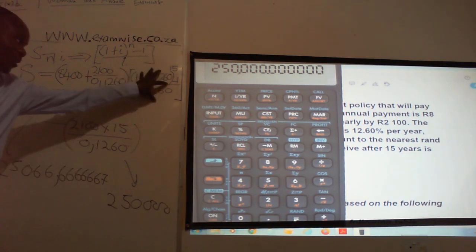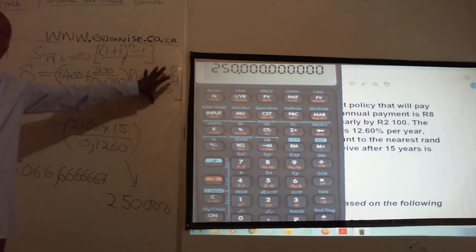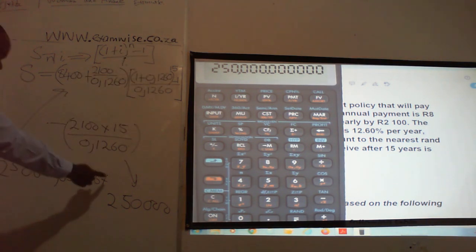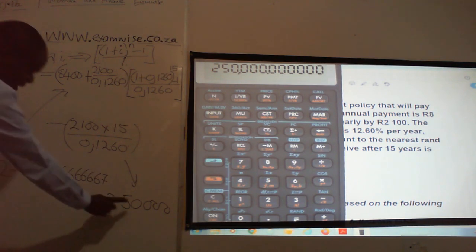So we now need to calculate this one. Once we calculate this one, to save time, we don't write it down. We quickly multiply it by this one, then we subtract what?